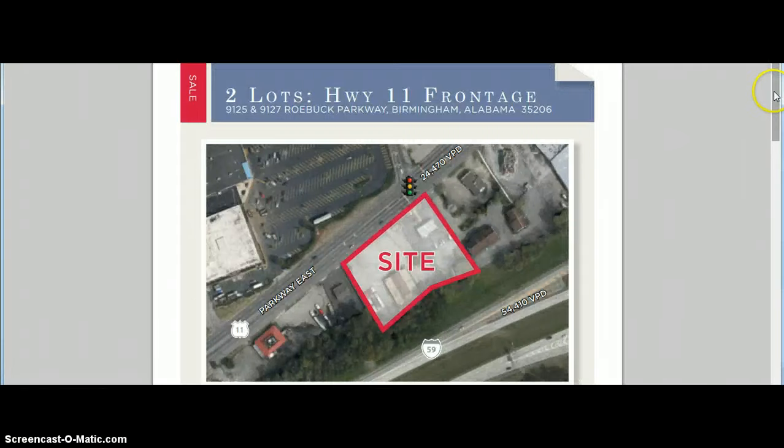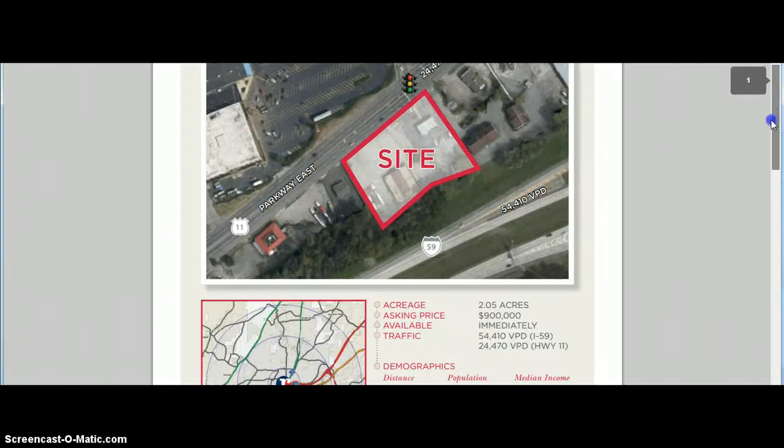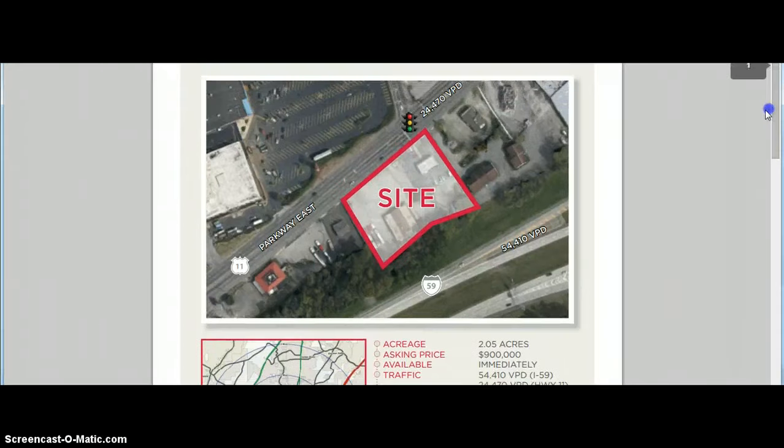So what we have here is that they did a really good job with this one. They identified the map, the street. There goes the actual traffic count, which is 24,470, and it diagrams the actual site itself, and it names the street.